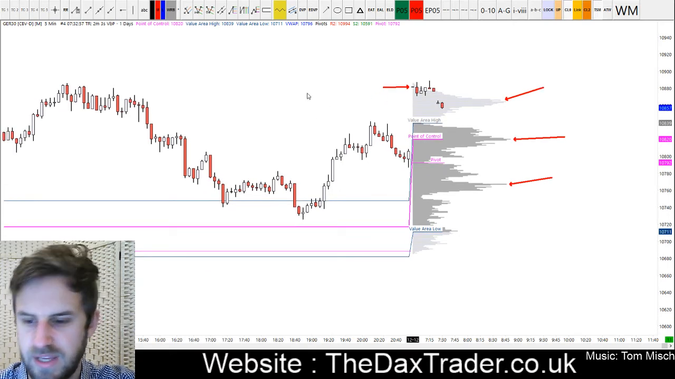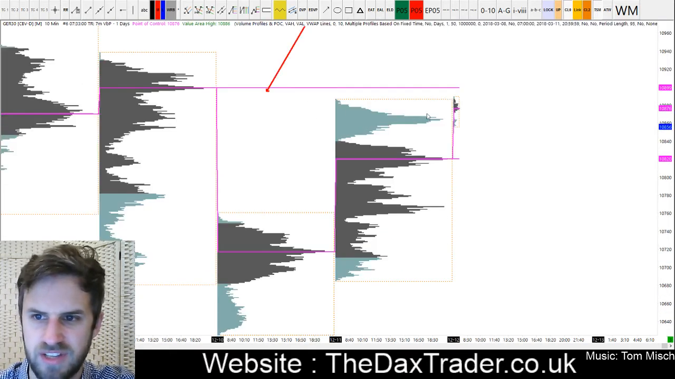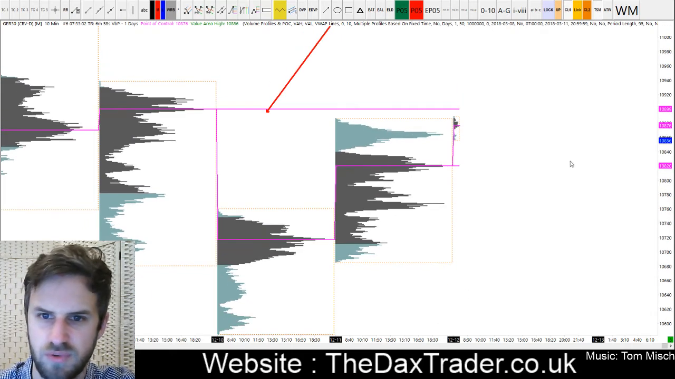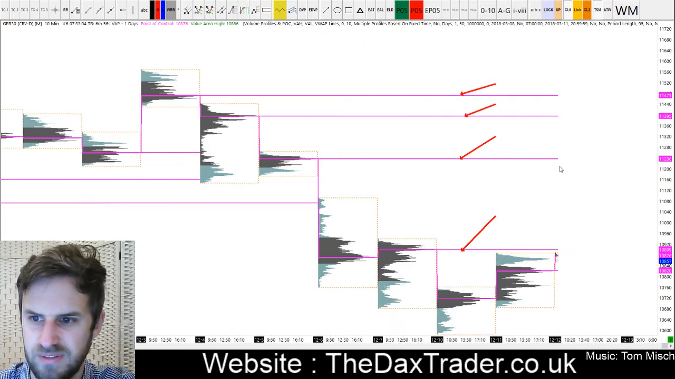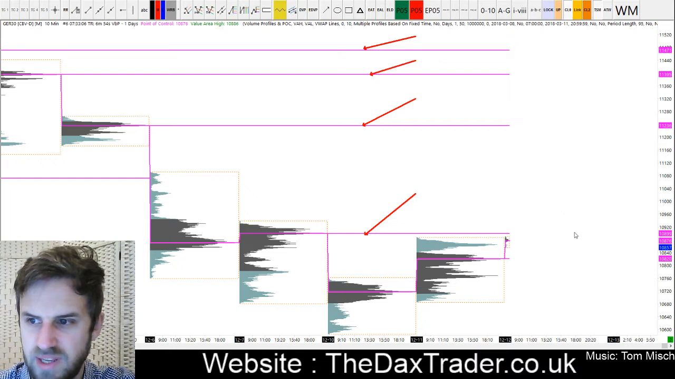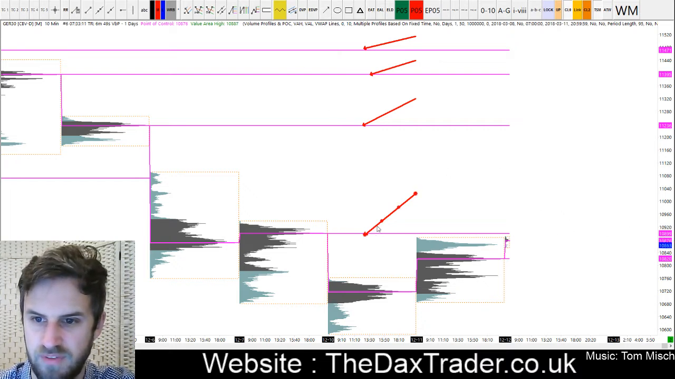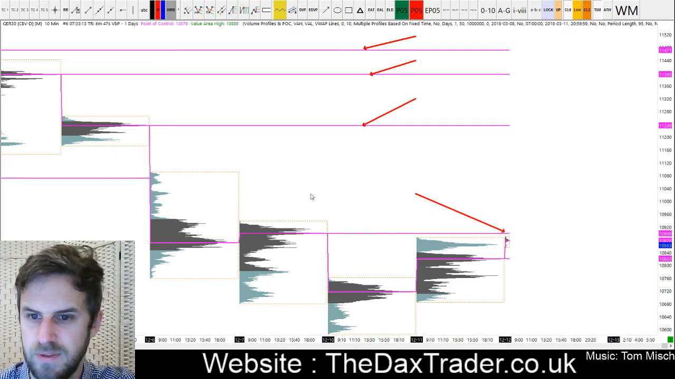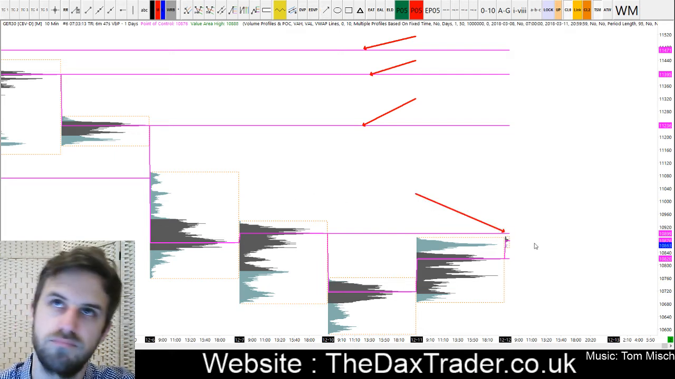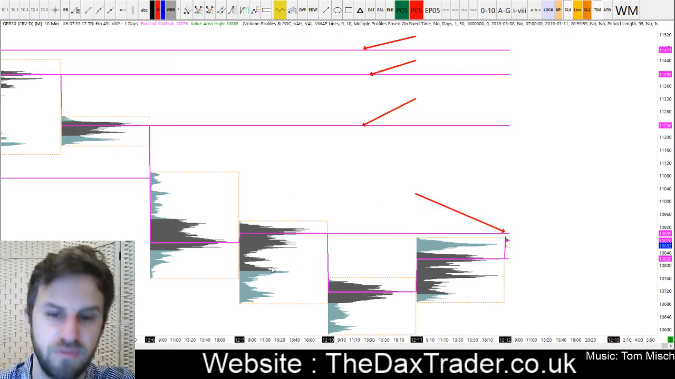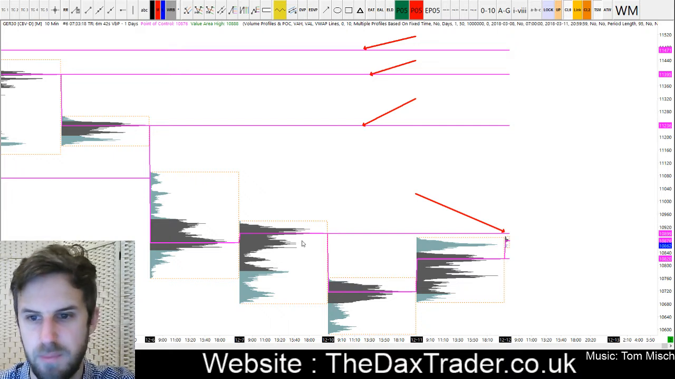All right, okay, and they're the levels. Let's just go and take a look at the other exposed points of control from previous days. Directly above us, we've got the 10,899 level here, which I've arrowed. This is from Friday. That's the Friday point of control. It's still exposed. I'd expect that to get taken out fairly soon.